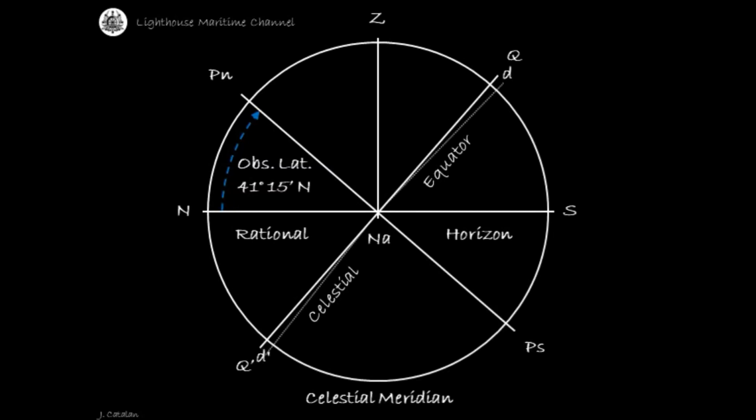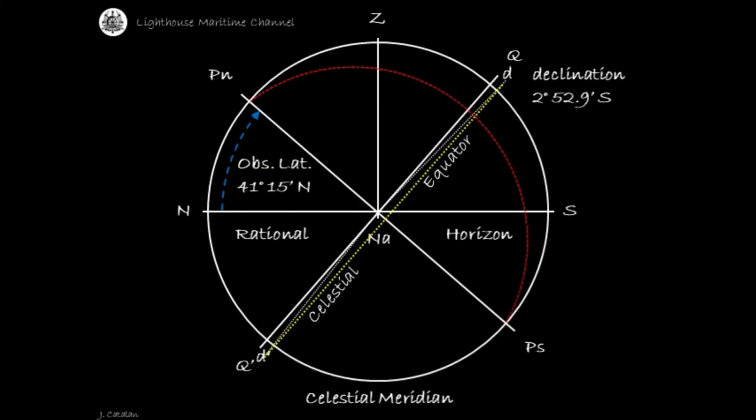Declination is measured from the celestial equator, or from the equinoctial. In this example, the declination is equal to 2 degrees 52.9 minutes south. And the plane parallel to the celestial equator is the diurnal circle. Prime vertical circle. X is the celestial body, which is the Sun in this example. PZX triangle, or the navigational triangle. The sides are PZ, ZX, and PX.